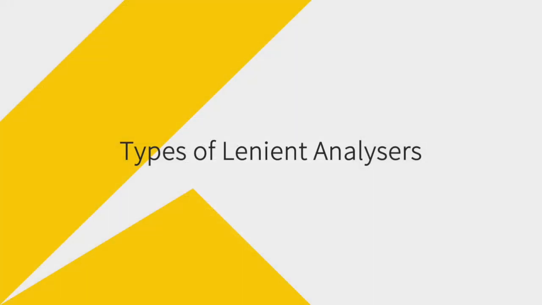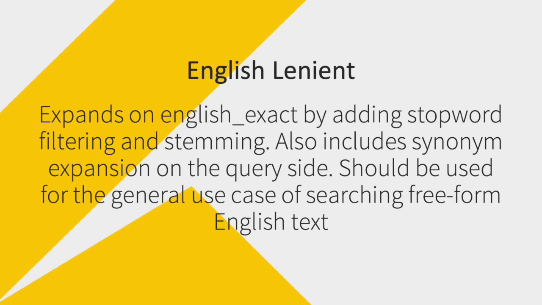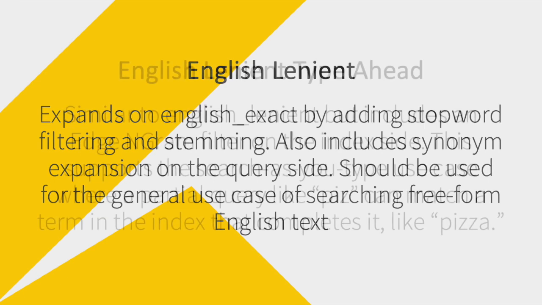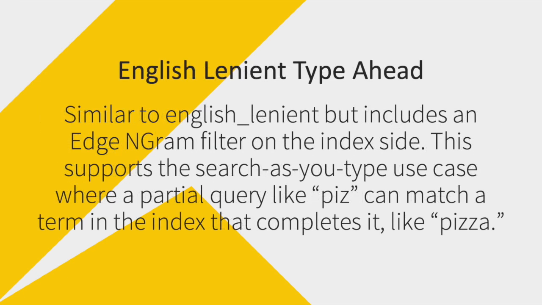The types of lenient analyzers include English lenient, which expands on English exact by adding stop word filtering and stemming, also includes synonym expansion on the query side, and should be used for the general use case of searching freeform English text. English lenient type ahead is similar to English lenient, but includes an edge n-gram filter on the index side. This supports the search as you type use case where a partial query like PIZ can match the term in the index that completes it, like pizza.